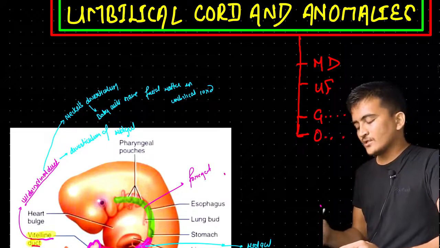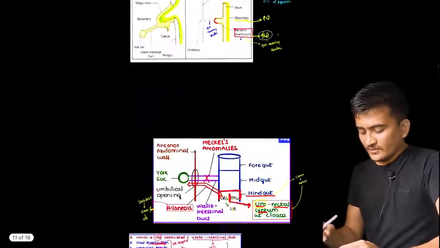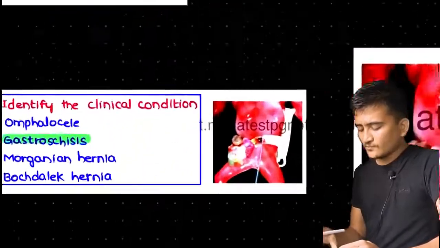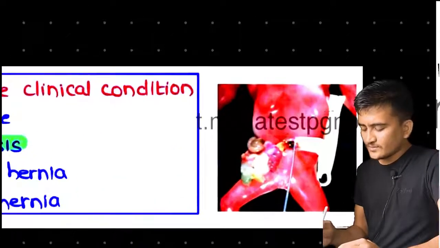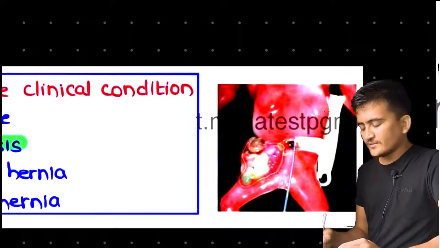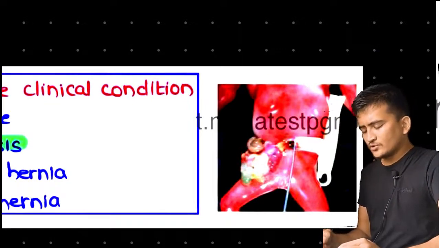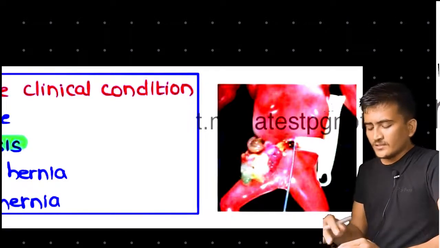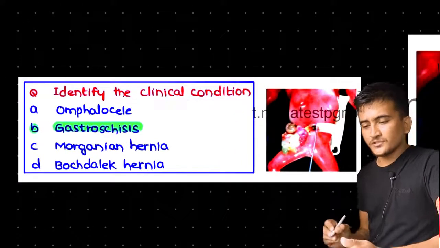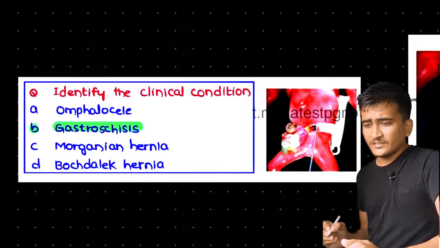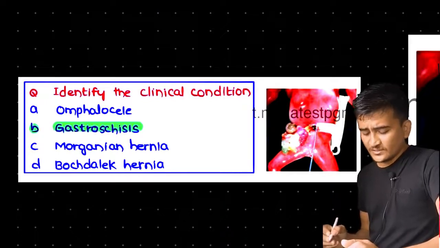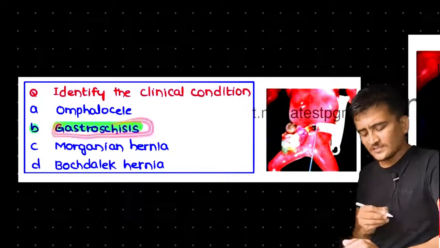Omphalocele. Okay, now there are two remaining. The first thing is this structure. As you can see, this is the intestine, right? It is protruding out into a right umbilical region. So the first question is, identify the clinical condition. Now, what is this clinical condition? This clinical condition is simply gastroschisis, right?